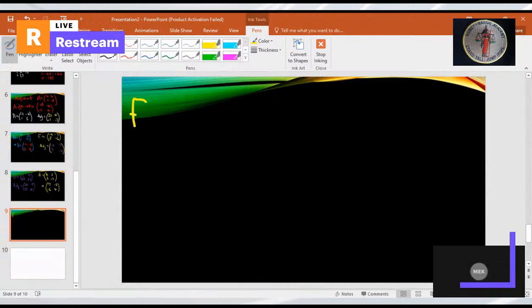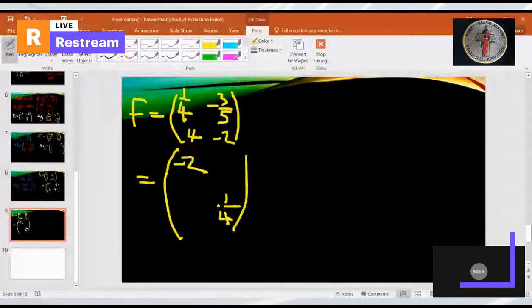So F, we could throw in some fractions: -3/5, 4, -2, and a quarter. So we switch around -2 and the quarter. That's -2 and a quarter here. Change the sign for the -3/5 and the +4. It's going to become a +3/5 and a -4.